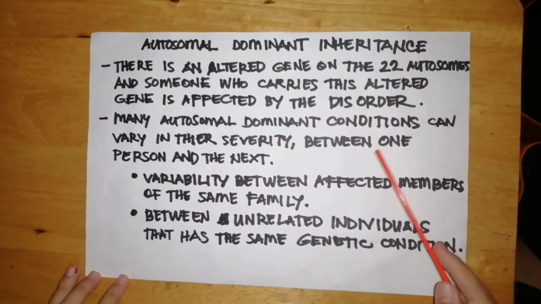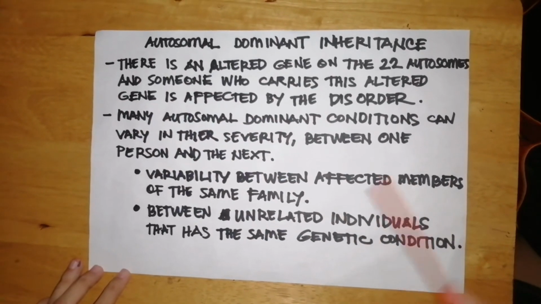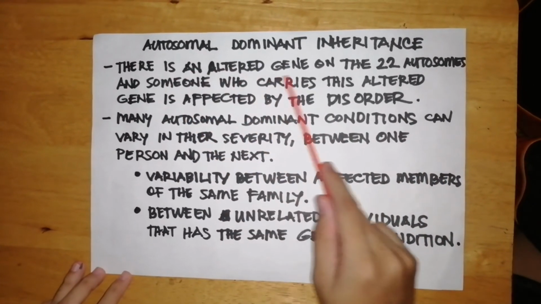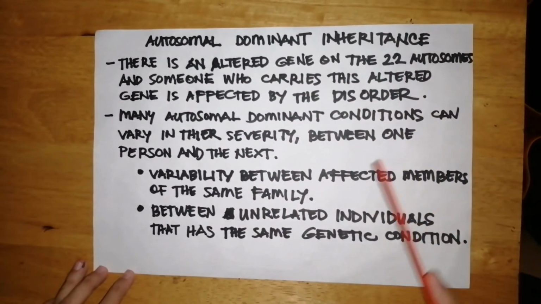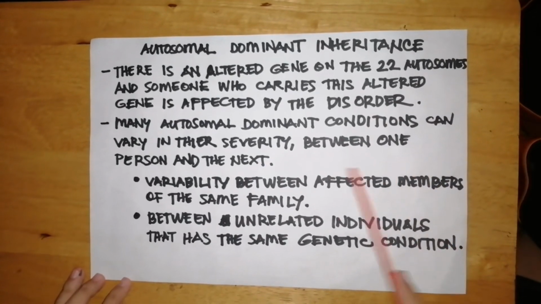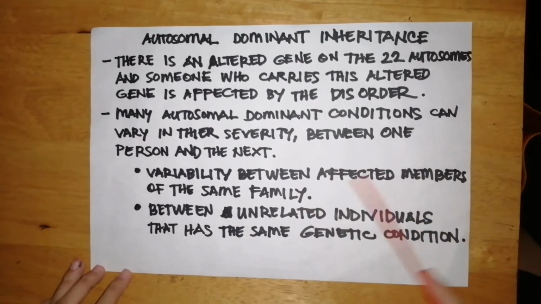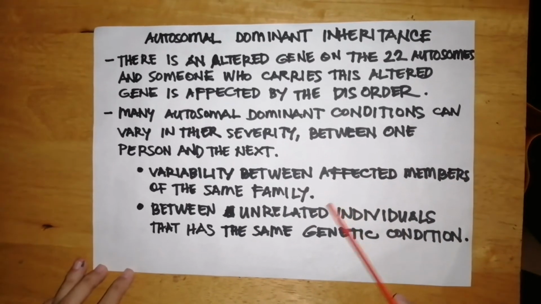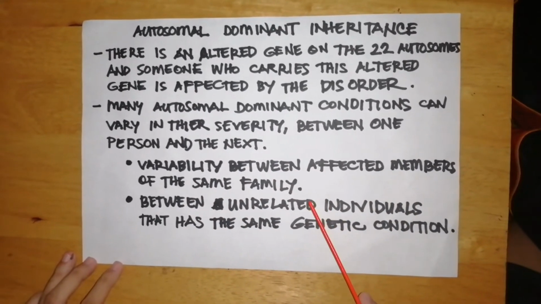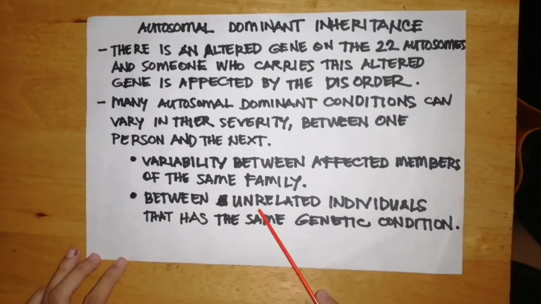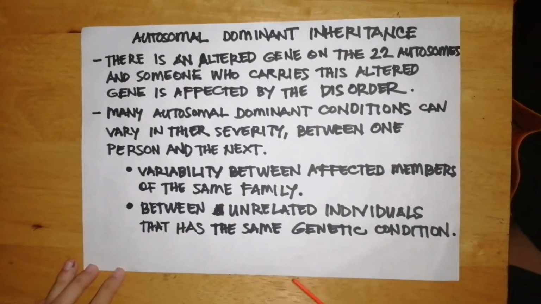Autosomal dominant inheritance. So what is autosomal dominant inheritance? Autosomal dominant inheritance describes the situation wherein there is an altered gene on one of the 22 autosomes, and someone who carries this altered gene is affected by the disorder. Many autosomal dominant conditions can vary in their severity from one person to the next. Sometimes you can get variability between affected members of the same family. You can also get variability between unrelated individuals that have the same genetic condition.